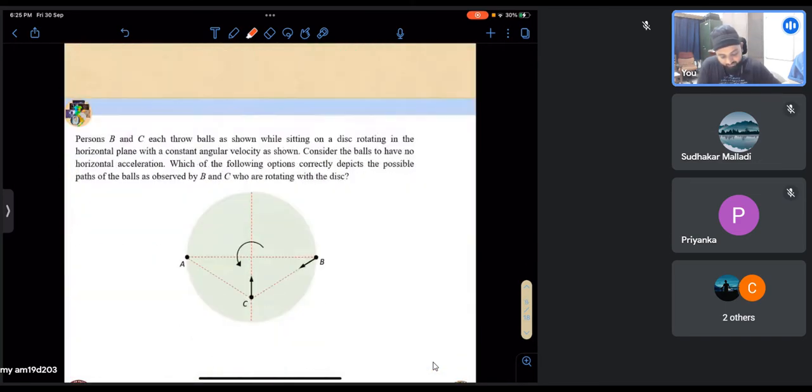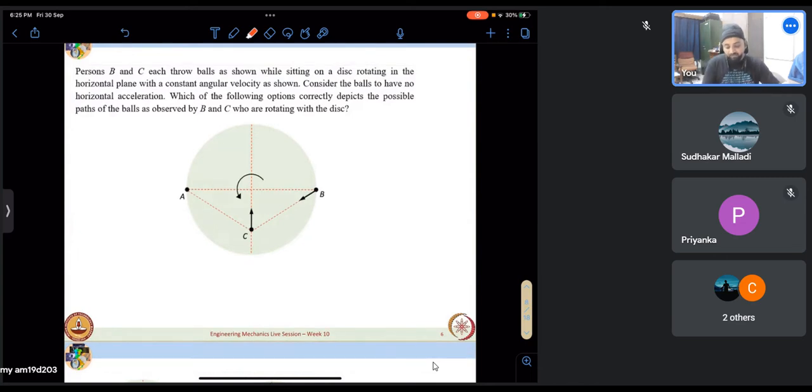So let us move to the next problem. That is also a little bit related only. Persons B and C each throw balls as shown while sitting on a disk rotating in the horizontal plane with a constant angular velocity as shown. So consider the balls to have no horizontal acceleration. Once it is released, there is no horizontal acceleration. Which of the following options correctly depicts the possible paths of the balls as observed by persons B and C who are rotating with the disk?